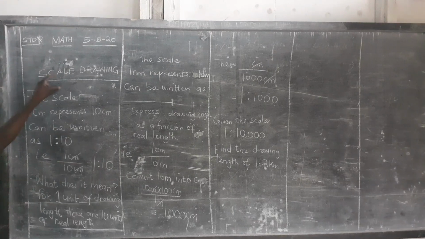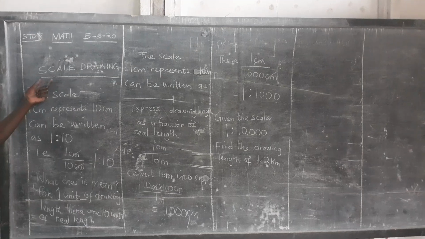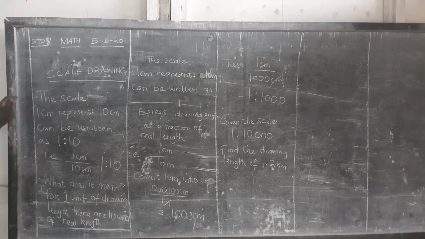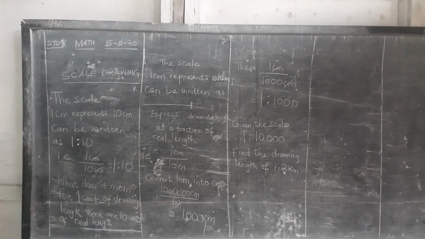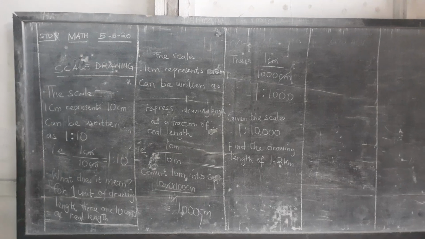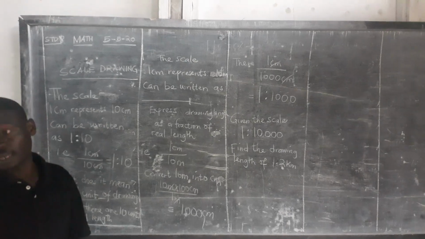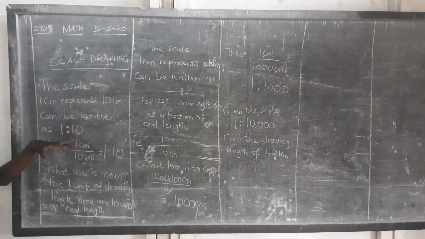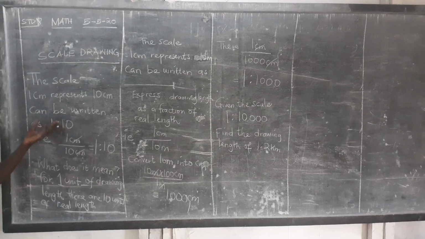Of course, we are going to learn about scale drawing as I've written. We are just proceeding with the lesson that I actually did with you. So let's look at this one here. The scale 1 centimeter represents 10 centimeters. This is what we call a representative scale. As we did earlier in class 7, I told you that we have different types of scales. This representative scale as well can be written in terms of a ratio scale.